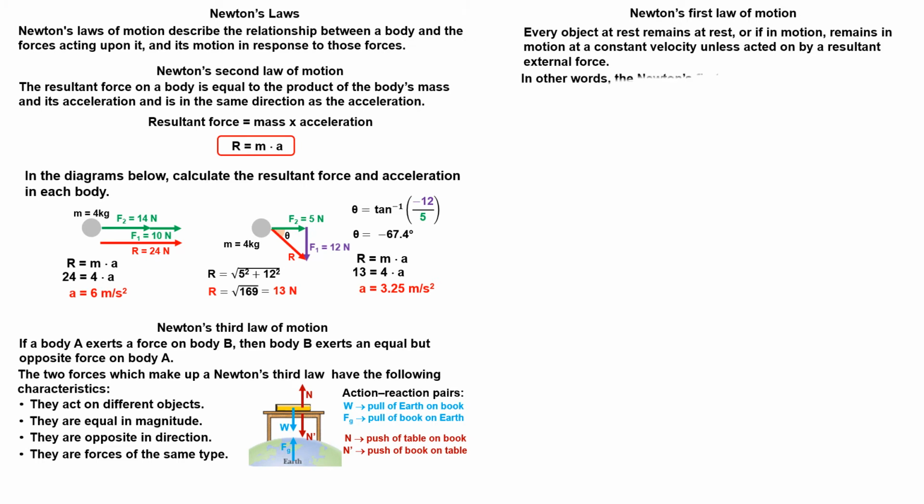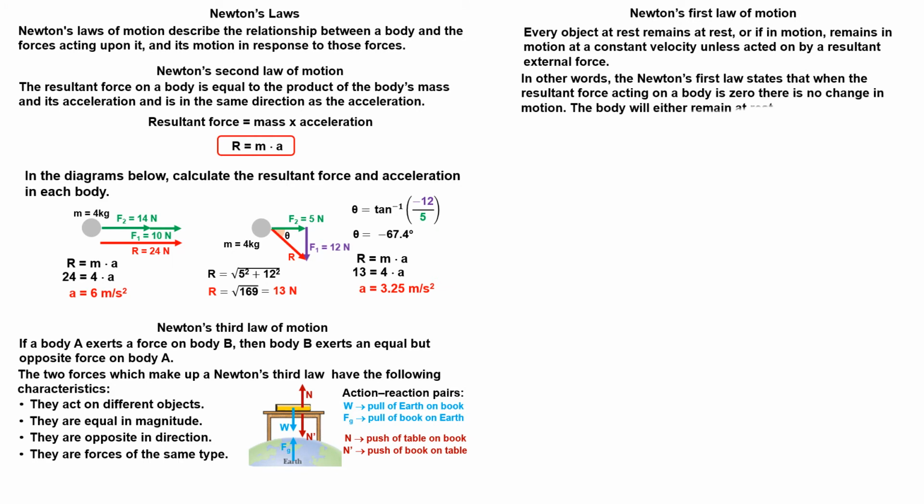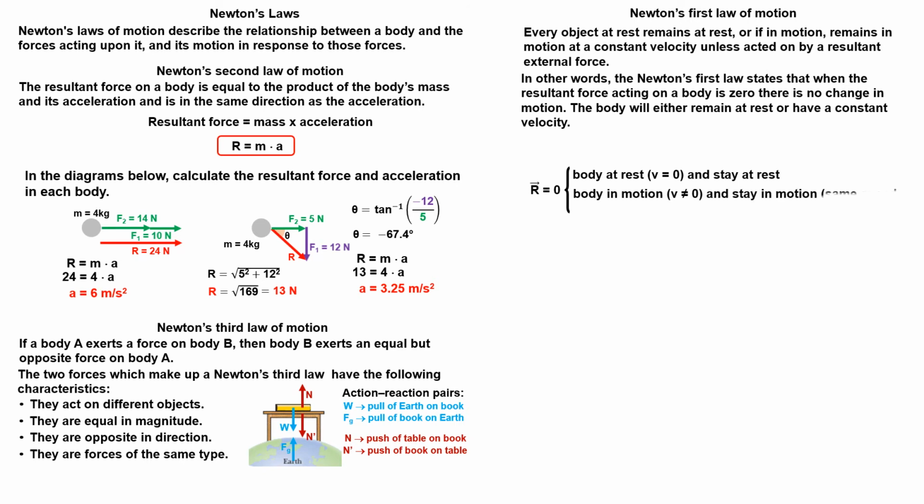In other words, Newton's first law states that when the resultant force acting on a body is zero, there is no change in motion. The body will either remain at rest or have a constant velocity. We can describe the behavior of a body when the resultant force on it is zero in the following diagram. If the resultant force on a body is zero, a body at rest will stay at rest, or a body in motion will stay in motion, with the same speed and direction.